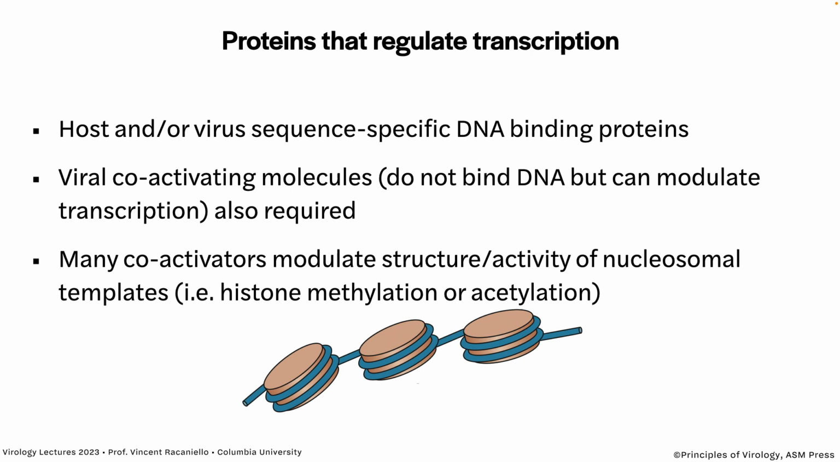Now, there are other proteins that regulate transcription. There are the binding proteins that I've talked briefly about by showing you binding sites on the DNA. We call those sequence-specific DNA binding proteins. They can be of host origin. Some viruses encode them as well. Then there's another class called viral coactivating molecules. These don't bind DNA, but they do modulate transcription. And a major way they do so is by modulating the structure of chromatin.